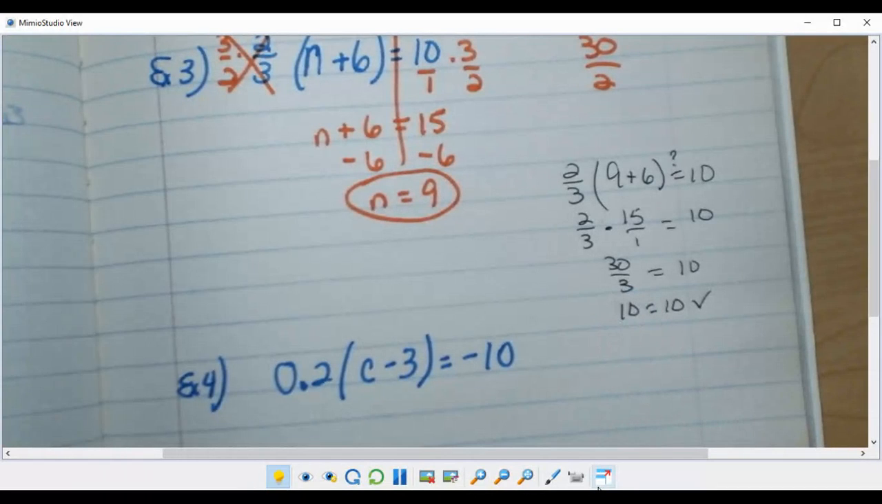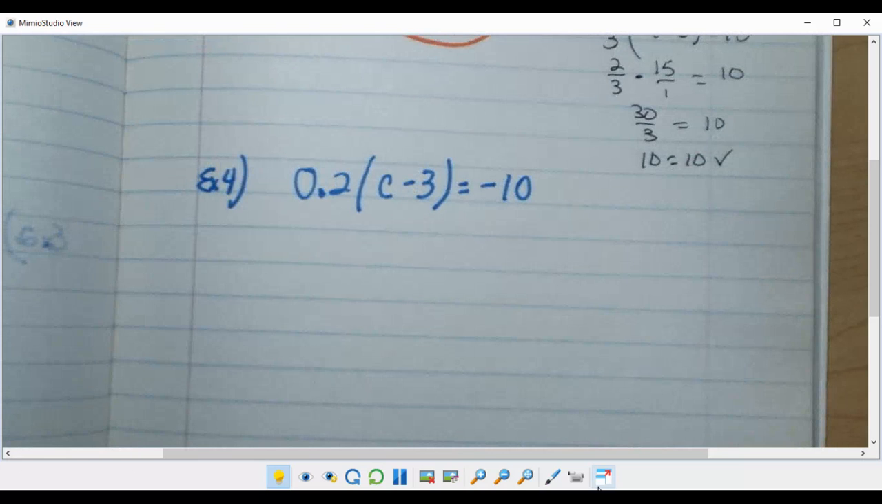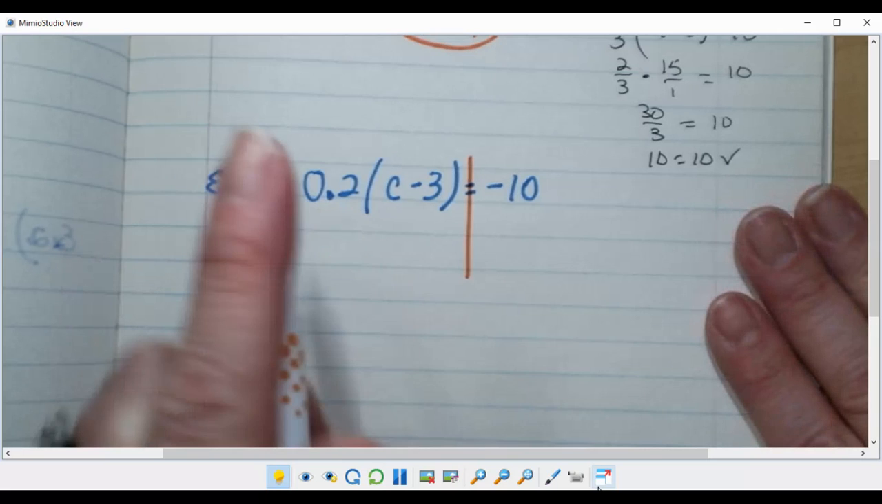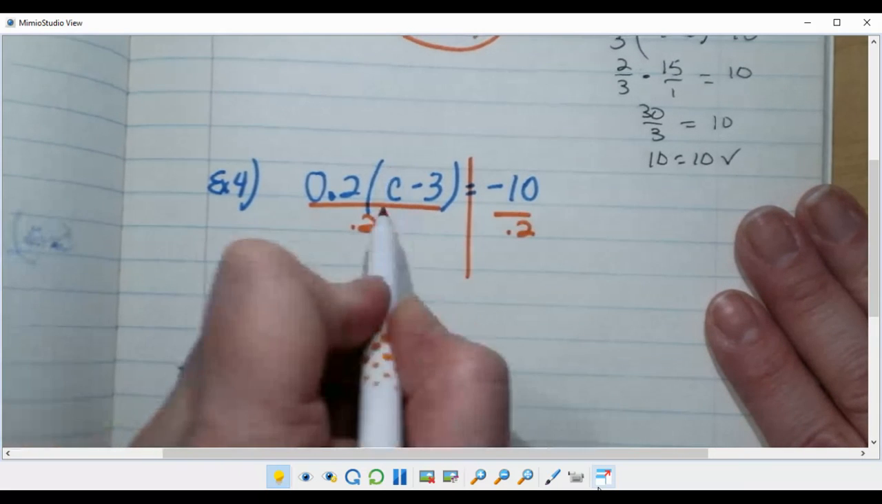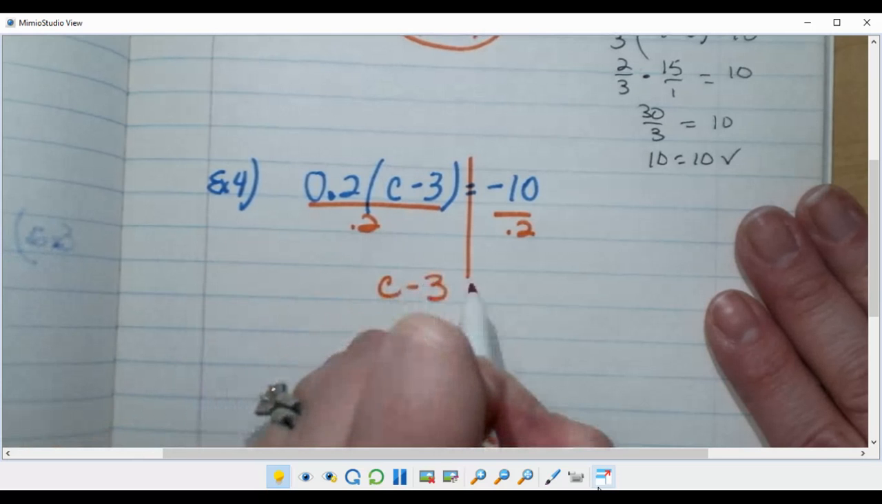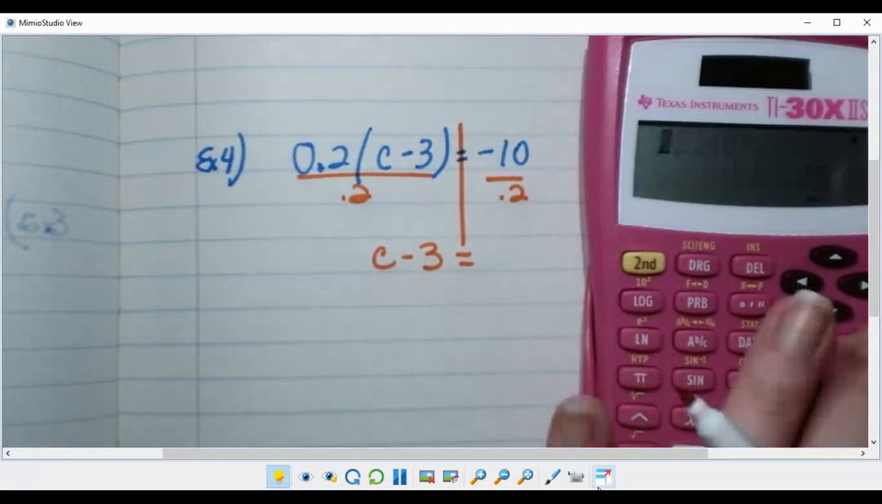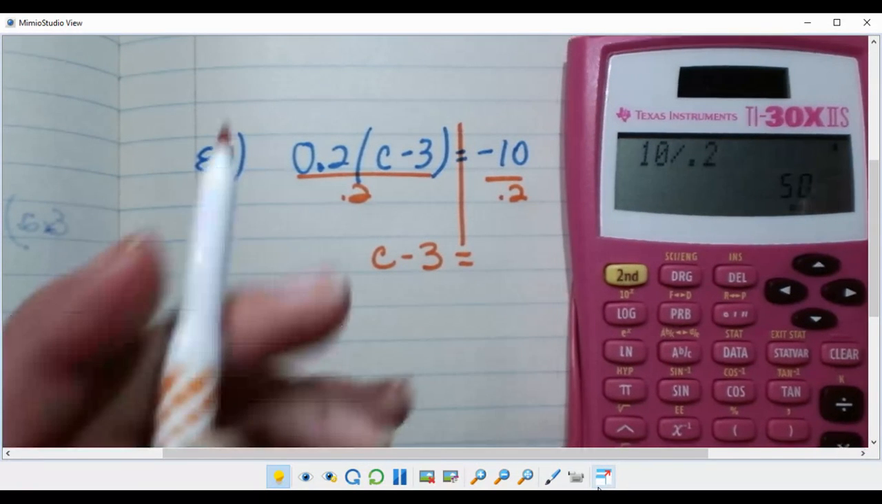And then one final example. Yeah, I got to throw some decimals in there. You got it. Nothing changes. We're still going to divide by the number out front. In this case, 2/10. I'm left with whatever was in the parentheses. Most of us are going to reach for a calculator, and that's totally okay with me. 10 divided by 0.2 gives me 50.